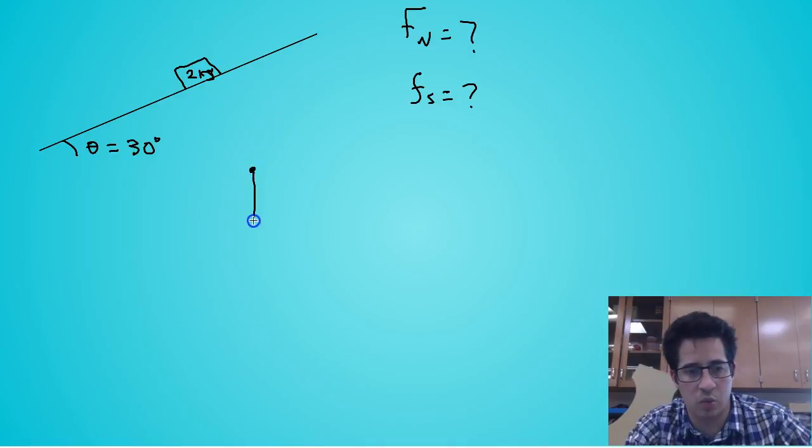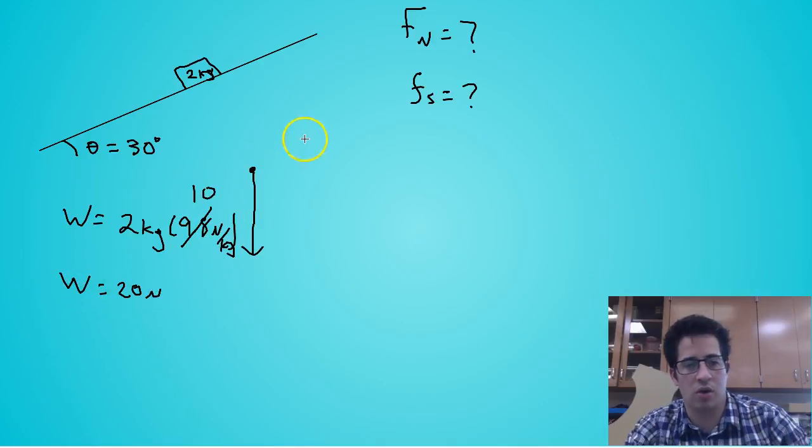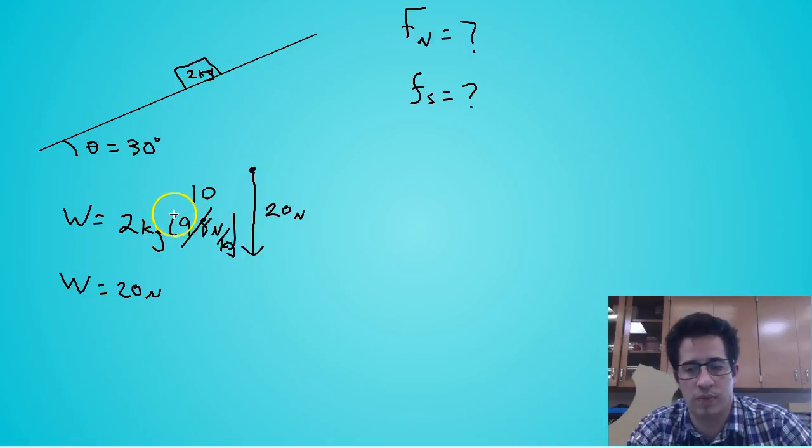So we know that it has weight downward, and that's going to be m times g, right? So weight equal to the mass of 2 kilograms times 9.8 newtons per kilogram. Again, for this example, we'll round it to 10. So weight would be equal to then 20 newtons. So we have this downward force of 20 newtons.